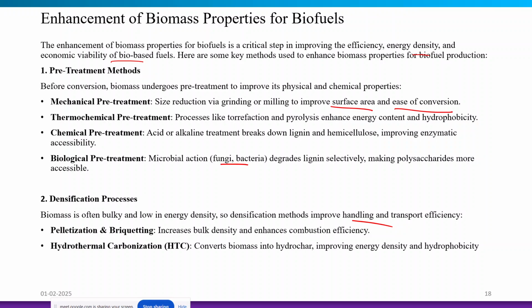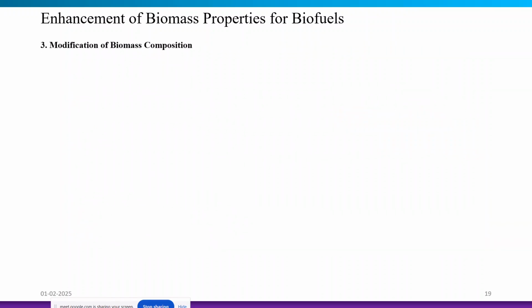When you do hydrothermal carbonization, that also converts the biomass into hydrochar, improving the energy density and hydrophobicity. Next one is modification of the biomass composition.